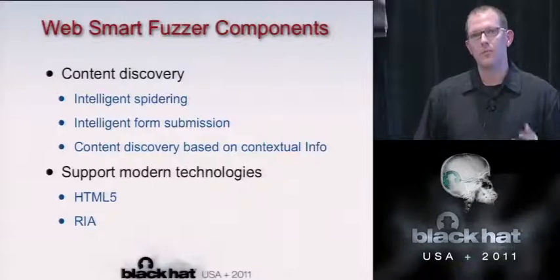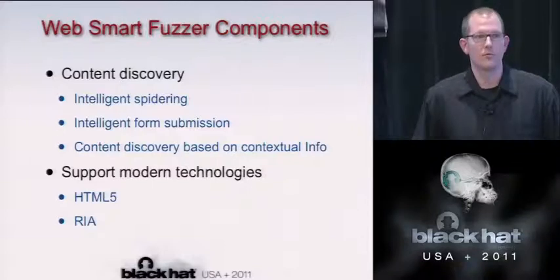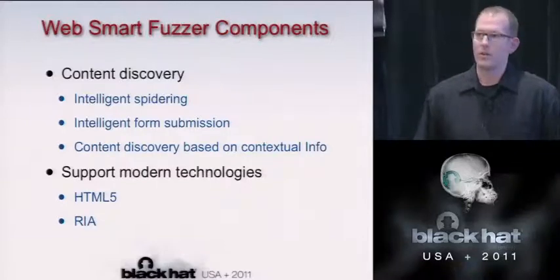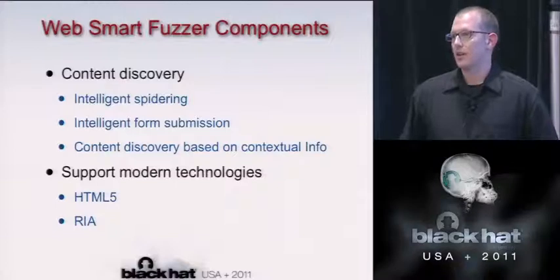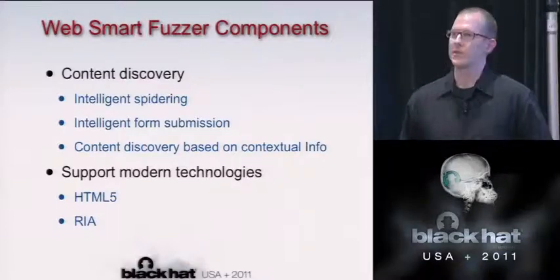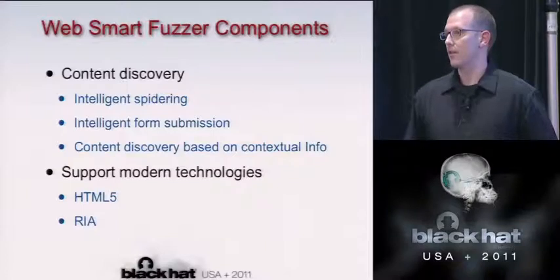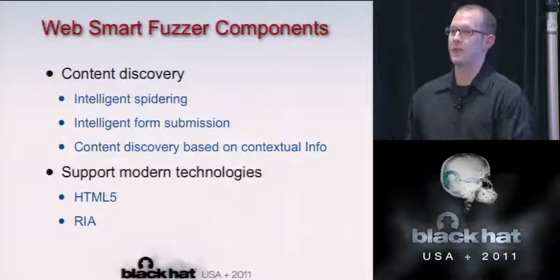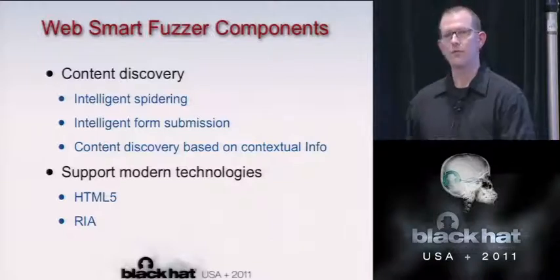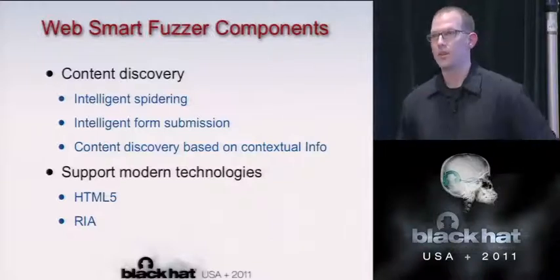And looking at better content discovery based on contextual information. We talked earlier about how spidering using different user agents can reveal hidden portions, or sending different accept headers. That's very powerful, but a lot of times you have to do that as a manual effort, or go through and customize your tool and send those requests specifically.